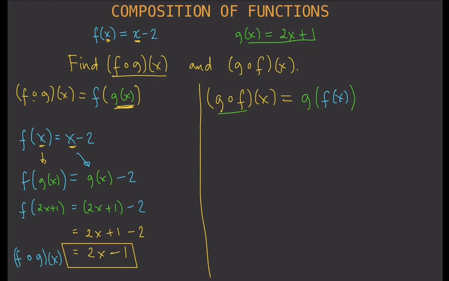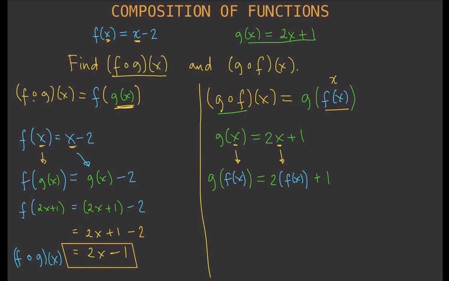Our g of x is 2x plus 1. So wherever x appears, change that into f of x, because this is where x is supposed to be. So wherever x appears, change that into f of x. That means we'll have g of f of x equals, again, wherever x appears, change that into f of x, plus 1. Copy the remaining terms with no x's.